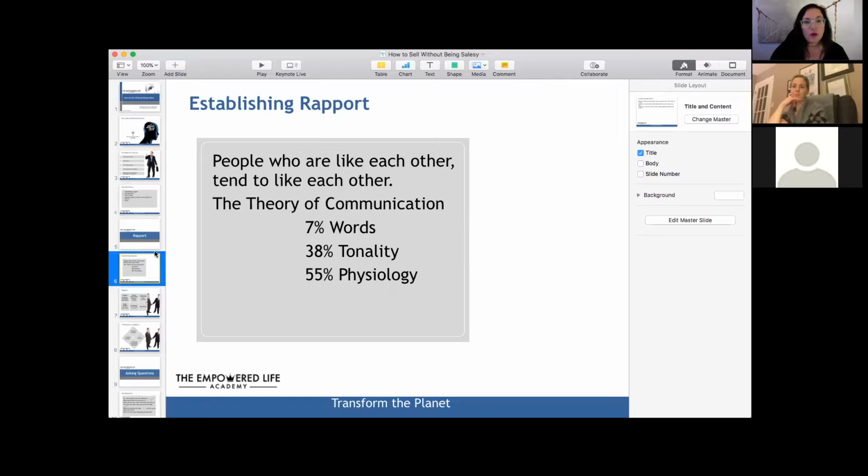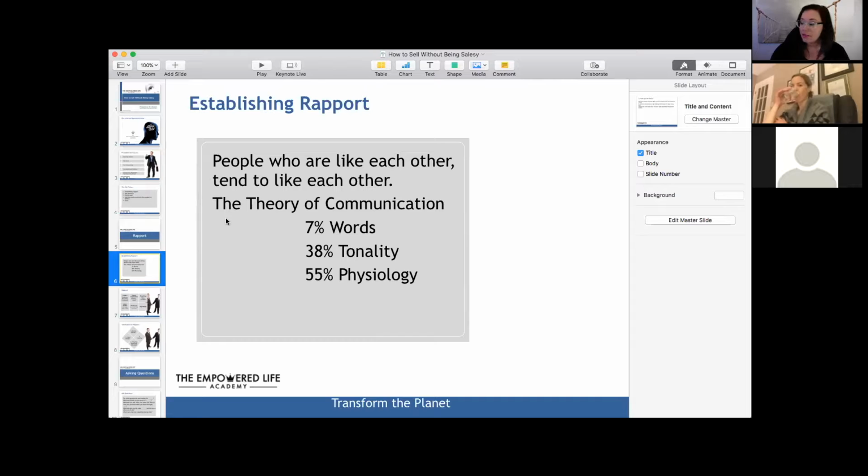The basis of rapport is that people who are like each other tend to like each other. And you've probably heard it before that people who like each other tend to buy from each other too. We have to know, like, and trust someone in order to buy. So people who are like each other tend to like each other.